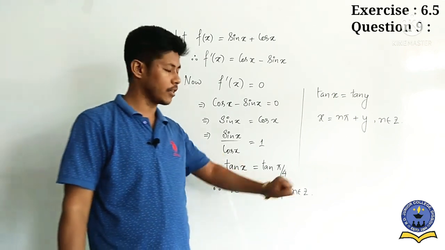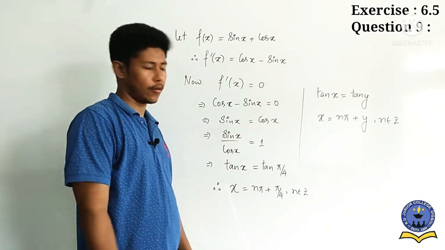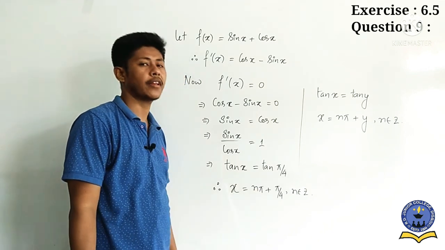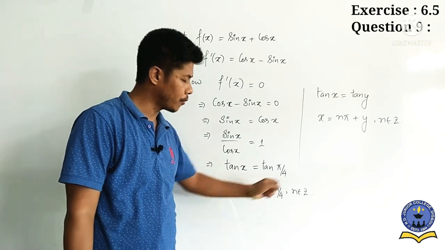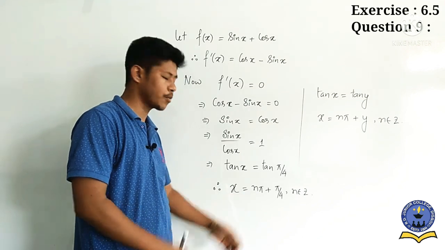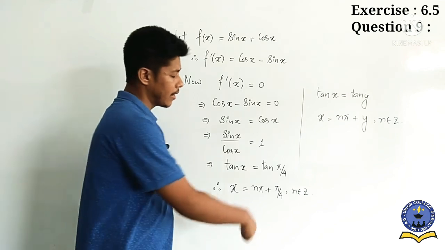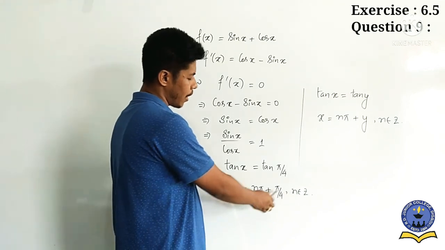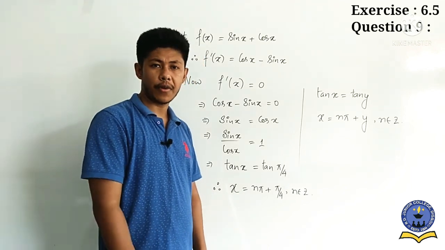So here n means integer. If we put n equal to 0, n equal to 1, n equal to 2, and so on for the positive integers, we get different types of critical points. For example, if you put n equals 0, then this part is 0, and what remains is x equal to pi by 4. The next one is if we put n equals 1, so pi plus pi by 4, which if you calculate gives 5 pi by 4.